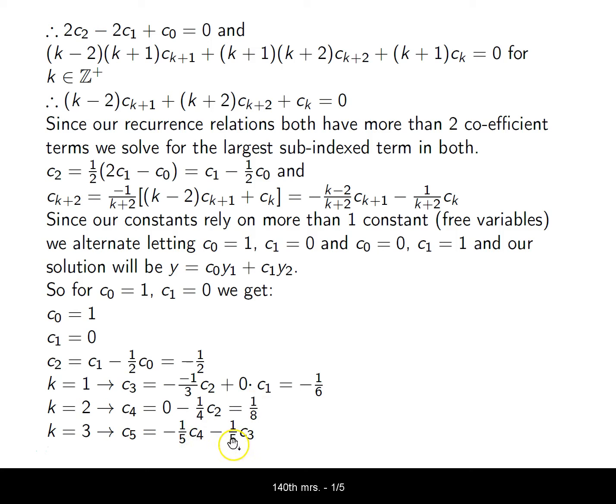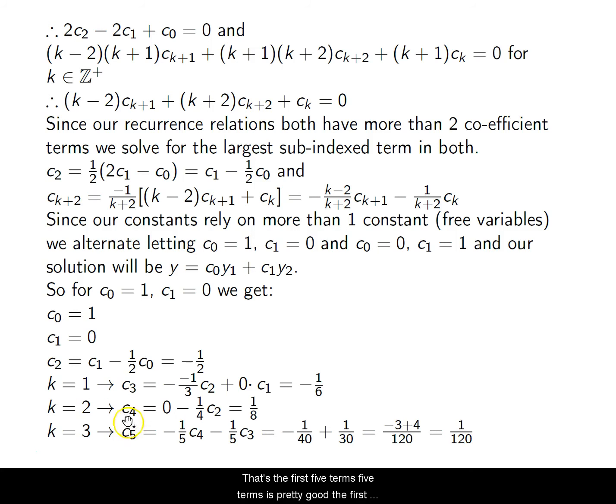And this is minus 1/5 times a minus 1/6, because that's c3. So minus 1/40 plus 1/30th. So multiply this by 3, this by 4. Okay, so that's our common denominator, or 1/120th. So that's the first 5 terms.